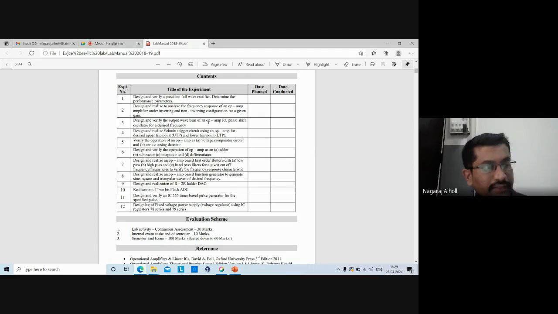Which are the parameters we have found out? Ripple factor, exactly. Then efficiency. Ripple factor is VAC by VDC. Efficiency, very good. So how do you define efficiency?